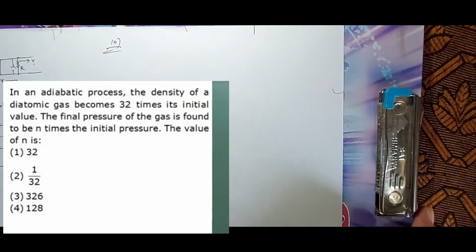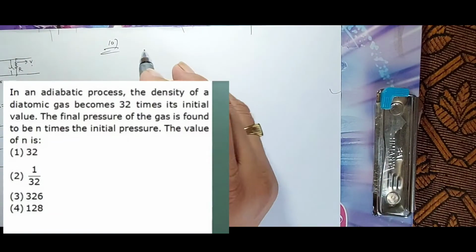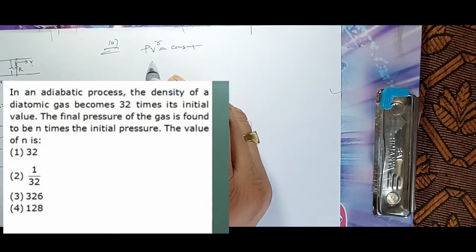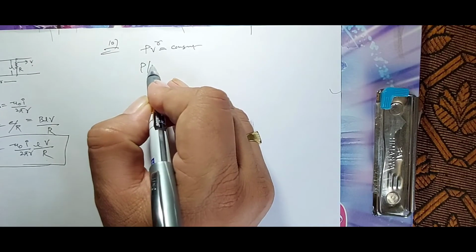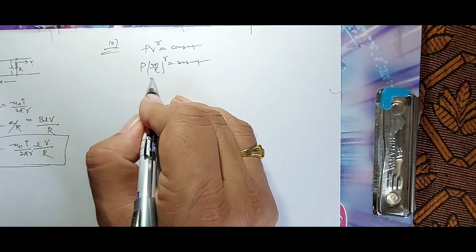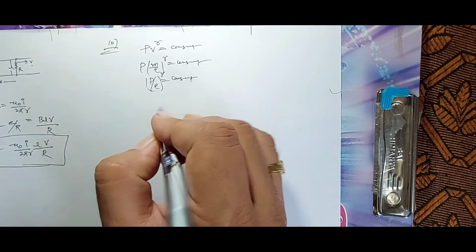So another problem is: in an adiabatic process, the density of a diatomic gas becomes 32 times its initial value. The final pressure of the gas is found to be n times the initial pressure. The value of n is? We know that in an adiabatic process PV to the power of gamma is equal to constant. So P into volume, we write mass by density, whole to the power of gamma, is equal to constant.